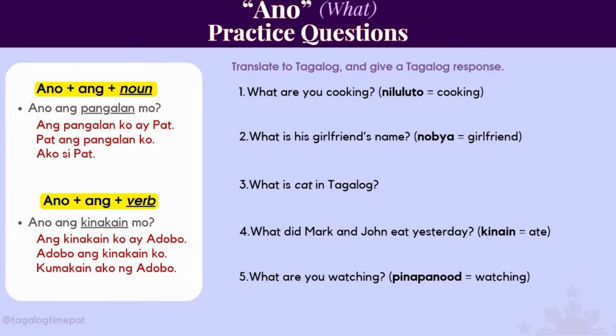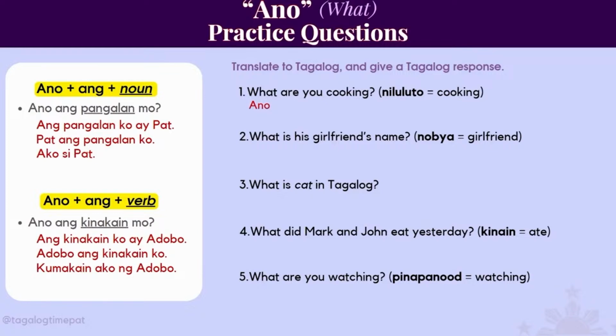So number 1, what are you cooking? And then I gave you a vocab hint. Niluluto means cooking. Number 2, what is his girlfriend's name? Nobya means girlfriend. Number 3, what is cat in Tagalog? 4, what did Mark and John eat yesterday? Kinain means ate. Number 5, what are you watching? Pinapanood means watching.